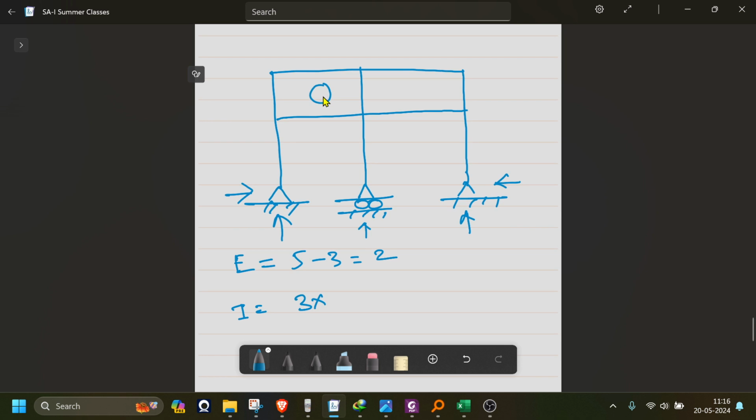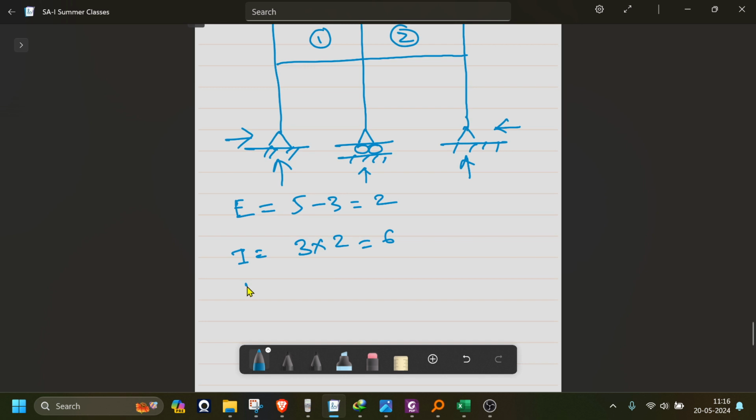And internal is 3 times 2, that is 6, since there are 2 closed loops. So what is the degree of static indeterminacy? It is 6 plus 2, that is 8. Right? So now I hope you can find out the degree of static indeterminacy for any structure. Right? Okay, good.